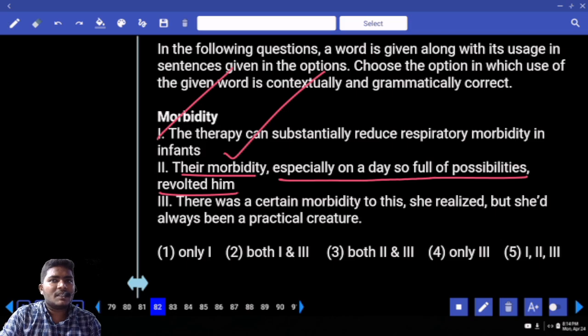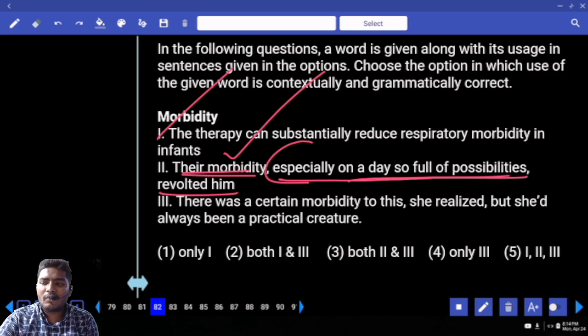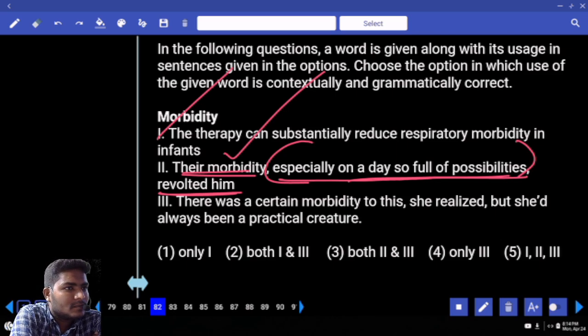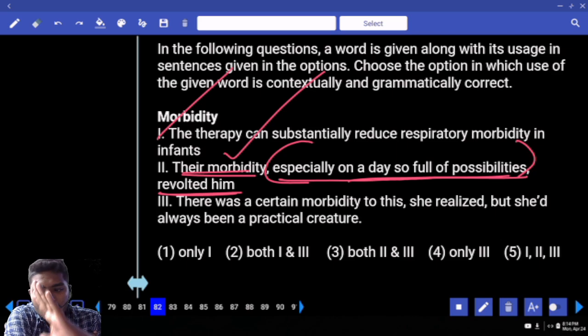Their morbidity in the sense, one thing comes with the meaning of their laziness. Another thing comes with the meaning of lack of strength. So their morbidity, especially on the day so full of possibilities, this morbidity revolted him. What does it mean? Their morbidity revolted him. What do you mean by revolt? Fight against something or fight against somebody. Now, does it look meaningful? Okay, keep that away.